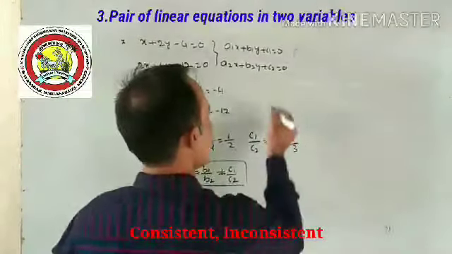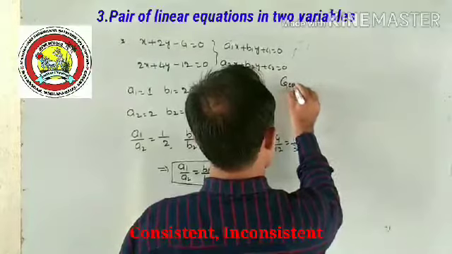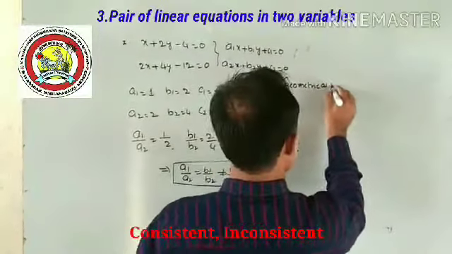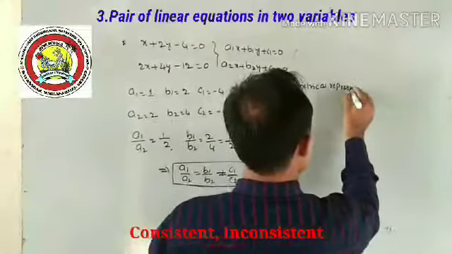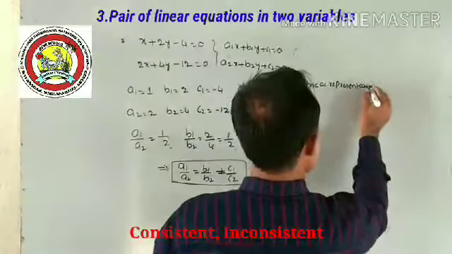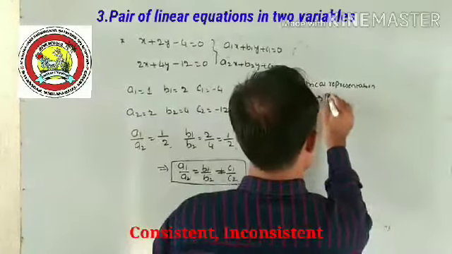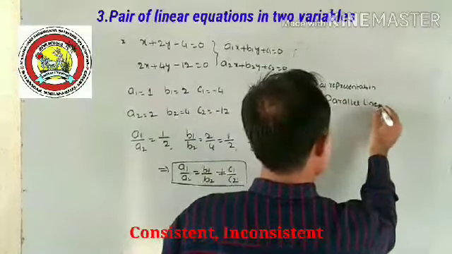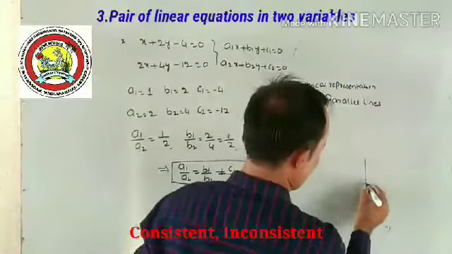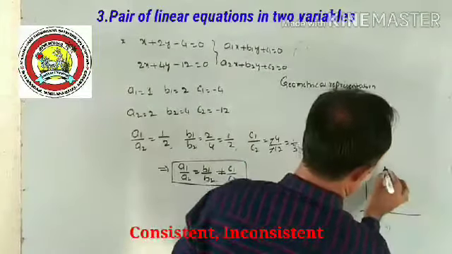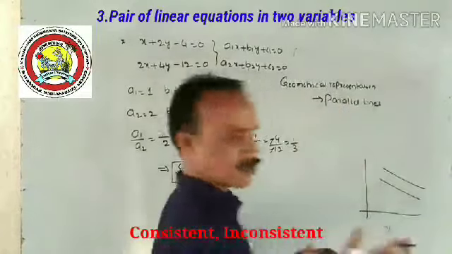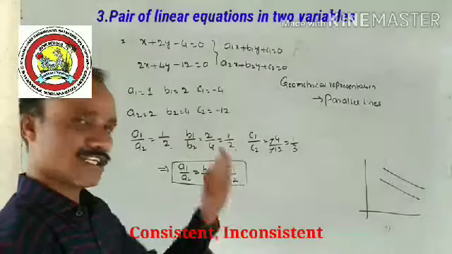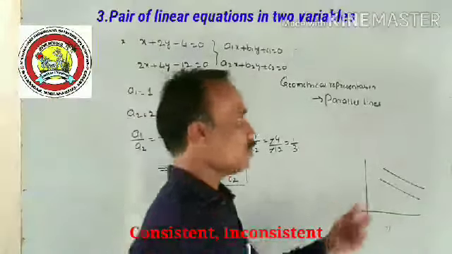Then we can say, geometrical representation or graphical representation, either one, no problem: parallel lines. Very important, parallel lines. Parallel line means like this. So how can you find the solution? No solution. Intersecting is exactly one solution. Coincident, infinitely many solutions. Parallel, no solution.